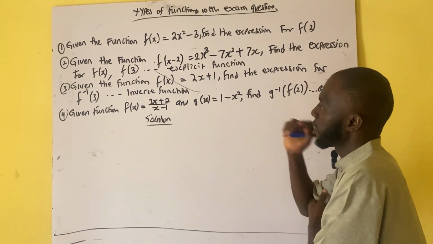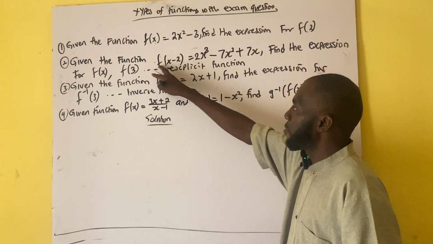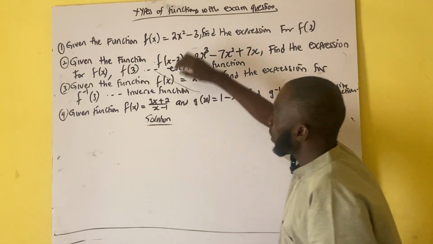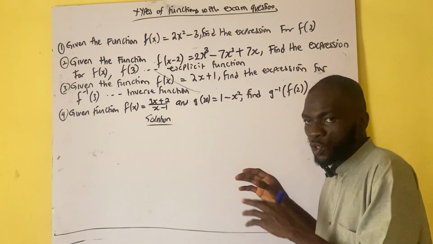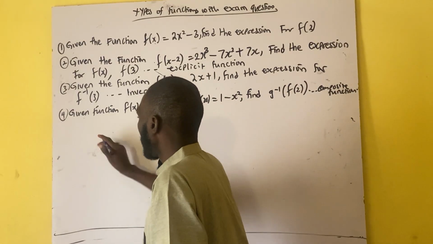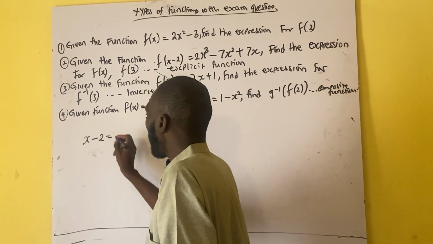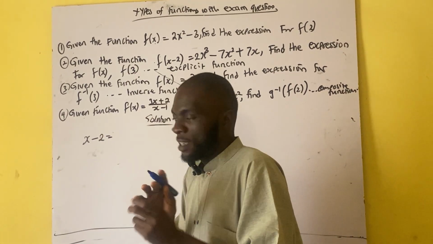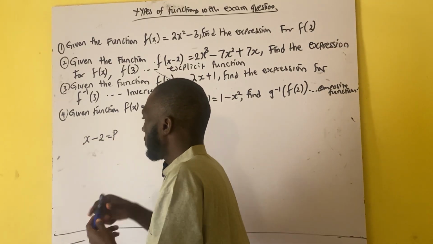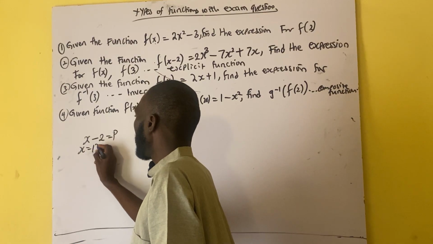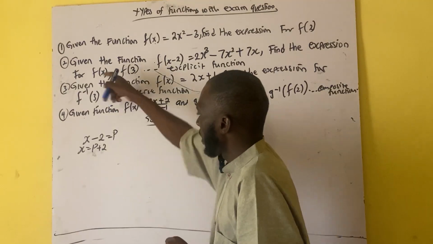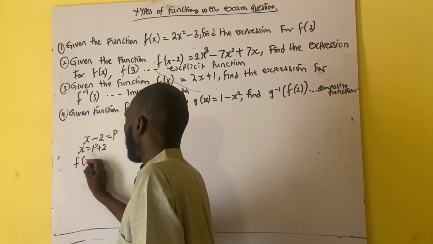We want to solve for f of x, and you have been given f of x minus 2, which is equal to this. Before you do anything, you are going to equate this x minus 2 to a letter, to one letter. Let's see the way I'm trying to explain. We have x minus 2. You are going to equate it to a letter. Let's say I use p. I use p now. Then you solve for x. For what we have here, we have x equal to p plus 2.